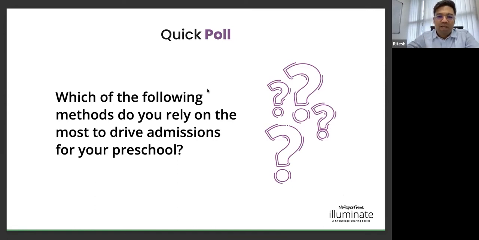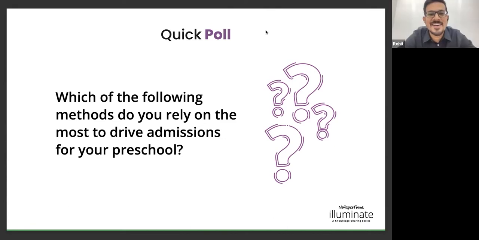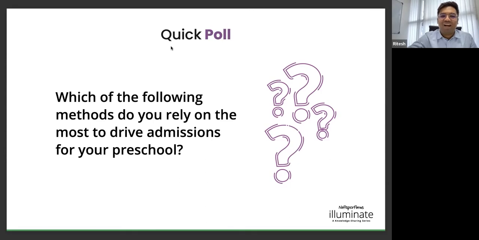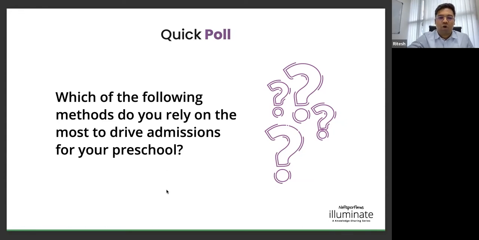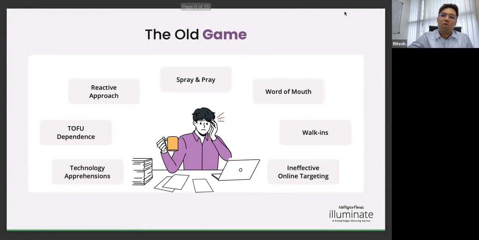I have the result in front of me and I'm going to share it. You can see that 26% of the audience says word of mouth, a very good percentage depending upon word of mouth. Then followed by digital campaign and walk-in, and 39% of the stakeholders say they depend upon all of the above options. But I'm surprised to see that none of the audience has marked spray and pray, 0%. So of course, we are going to talk about it. With this, we'll quickly move to our next slide and let's talk about the old game.